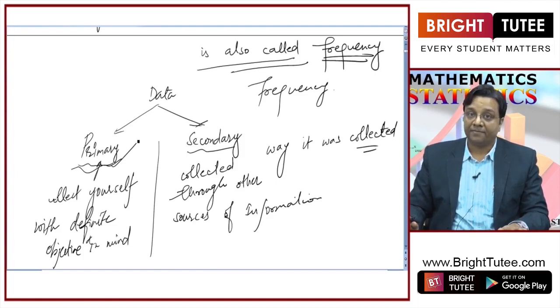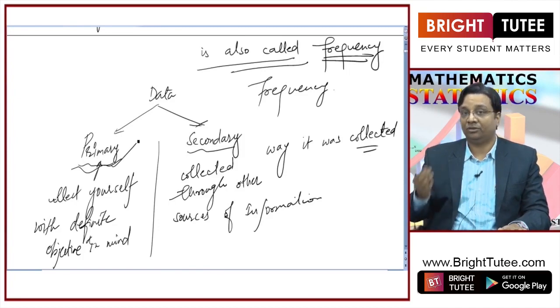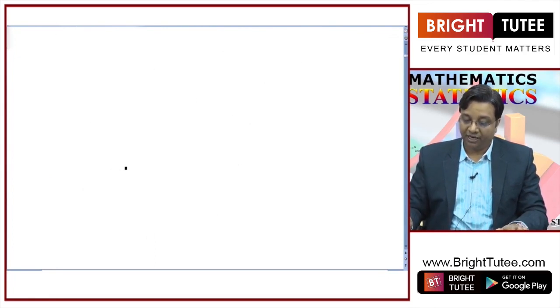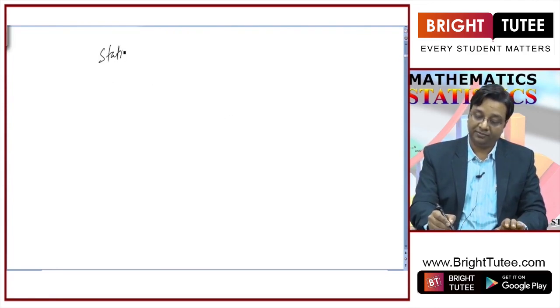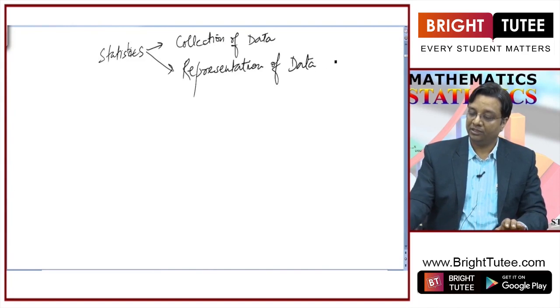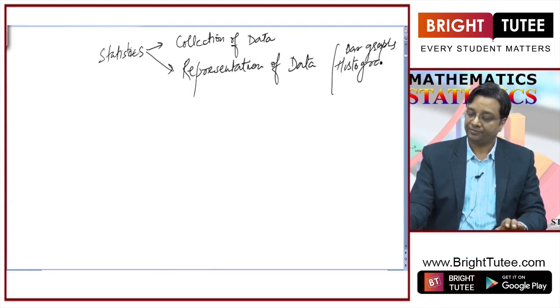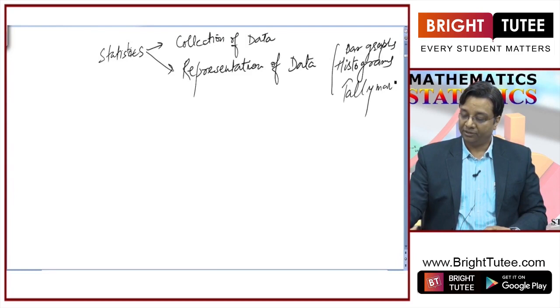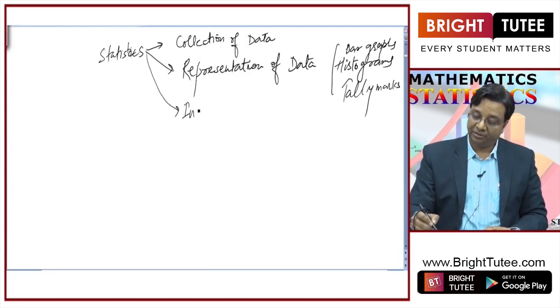So we have talked about data, raw data and then arrayed data, frequency, and then primary data and secondary data. I've also given you the idea of statistics, that it is primarily collection of data, then representation of data, which you might have studied in data handling earlier also. You might have studied about bar graphs, histograms, and then frequency tables, tally marks, etc. So these are the tools to represent the data. And then the most important thing is interpretation of data.